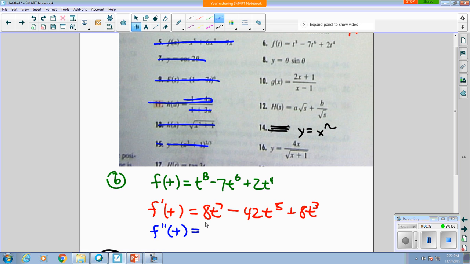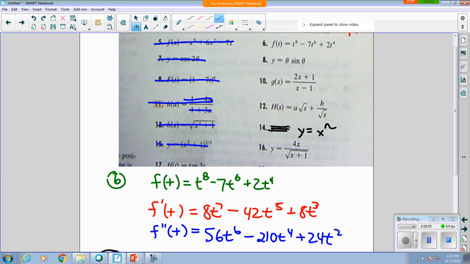I'll do that in blue. 7 times 8, 56. Reduce the power by 1, 6. 5 times 42. 5 times 40 is 200 plus another 10, 210. T to the 4th. And the last term is 24t squared. And we just found the first and second derivative of that function.